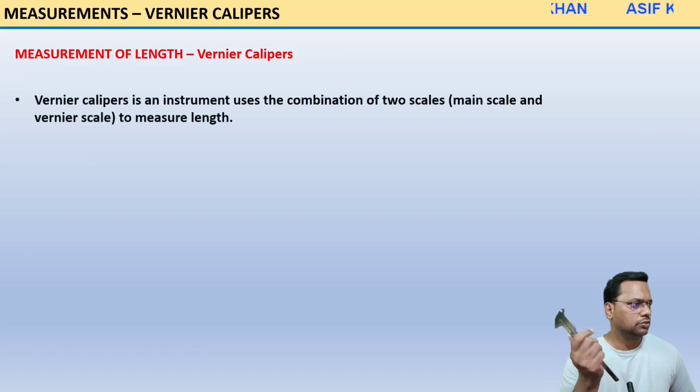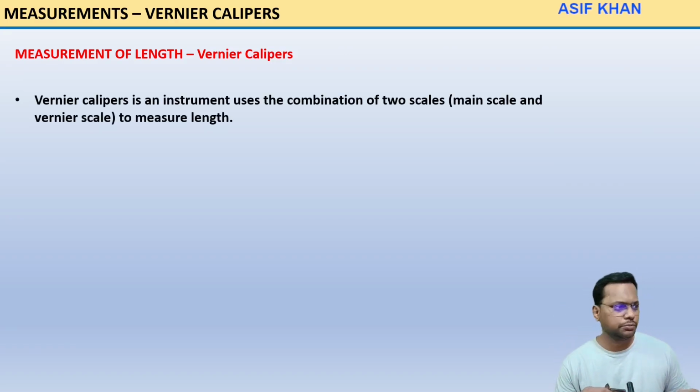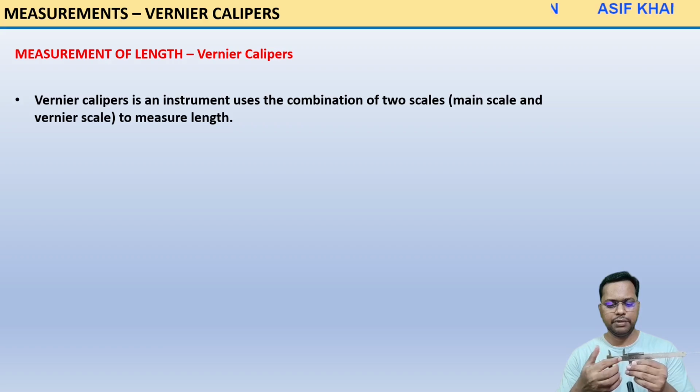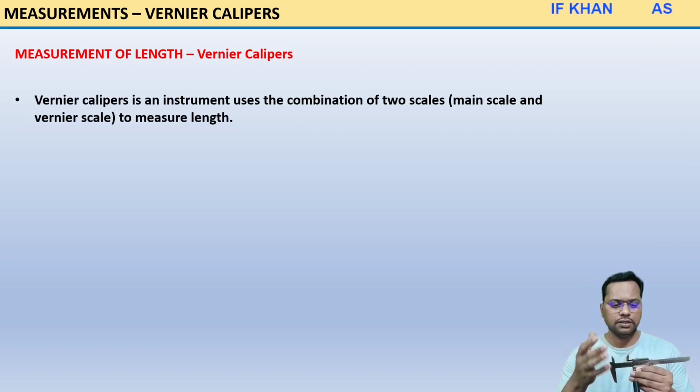Now we'll see it part by part. What is Vernier calipers? It is an instrument which uses the combination of two scales. One is the main scale, the other one is the Vernier scale, to measure the length. So here the two scales are these. This is the main scale, and the part which is sliding over the main scale is the Vernier scale.